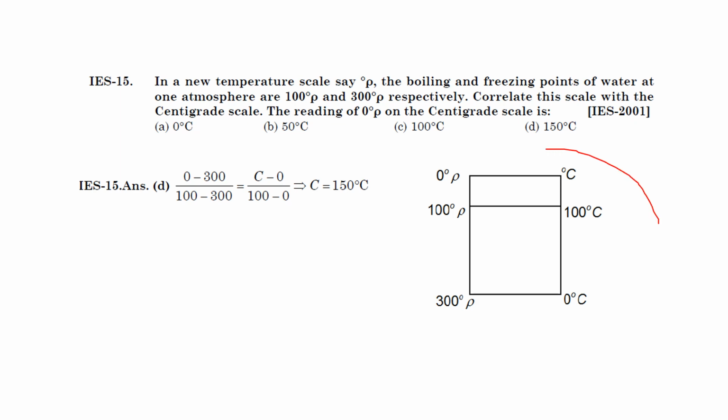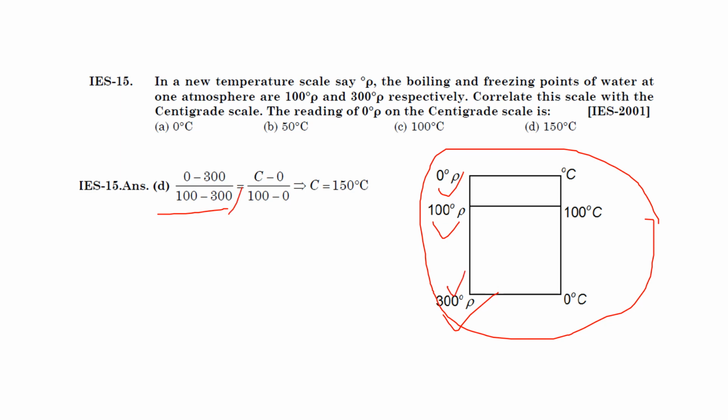See this figure. We write 0, 100 and 300 on this scale, and 0 and 100 on the centigrade scale. So we take 0 minus 30, then 100 minus 30, equal to C minus 0 over 100 minus 0. Just simplify and you will get the value in degrees centigrade, which is 150. The answer is D.